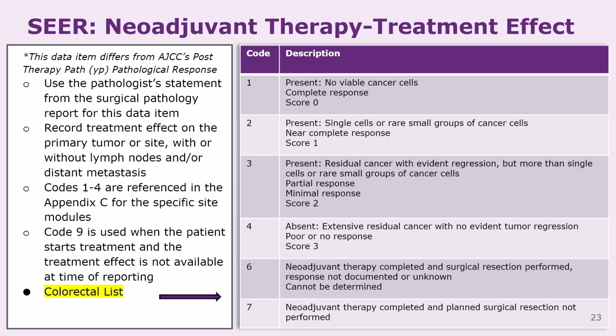Here is the colorectal example that we would get in Appendix C. This data item is only based on the surgical path. We actually assign code 9 when the only information available is the physician's notes.